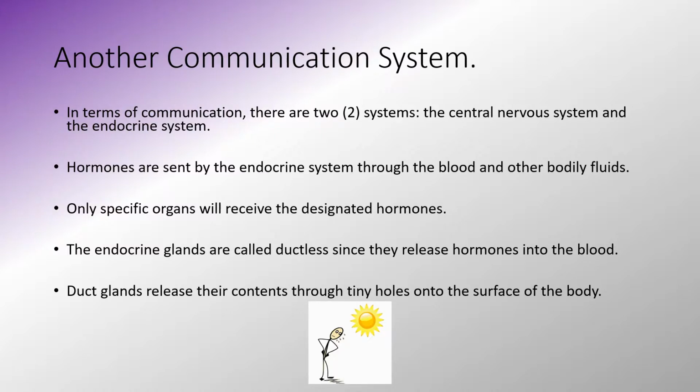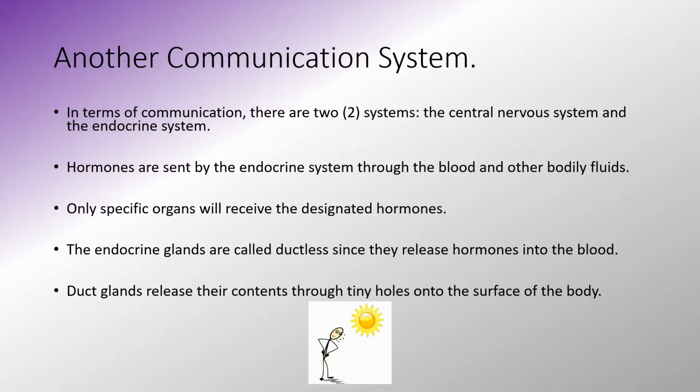So in terms of communication, there are two systems: the central nervous system, which we've already talked about, and today we're going to talk about the endocrine system. Now, hormones are sent by the endocrine system through the blood and other bodily fluids, and they're only sent to specific organs, which will then receive these designated hormones. So it could be sent to your liver, it could be sent to your stomach, it could be sent to different parts of your body.